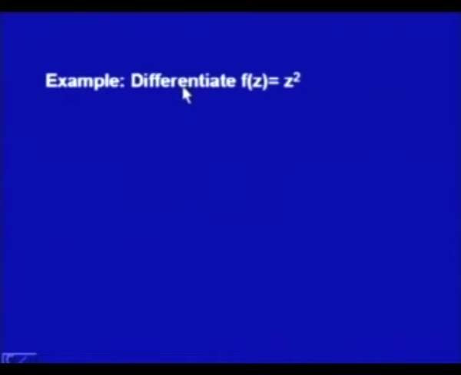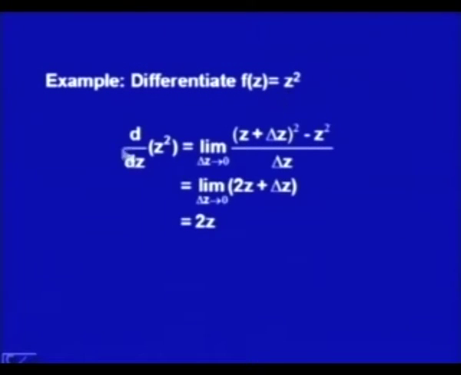Let us illustrate this with an example where f(z) is equal to z square. If we have to differentiate this, then d by dz of z square is equal to (z plus delta z) whole square minus z square, divided by delta z. This is the ratio we form, and then we take the limit as delta z tends to 0. When we simplify the numerator, z square and z square cancel out, and what we have is 2z into delta z, plus delta z square. Dividing by delta z, we are left with 2z plus delta z. The limit of 2z plus delta z as delta z tends to 0 is 2z. So we say the derivative of f(z) is 2z.